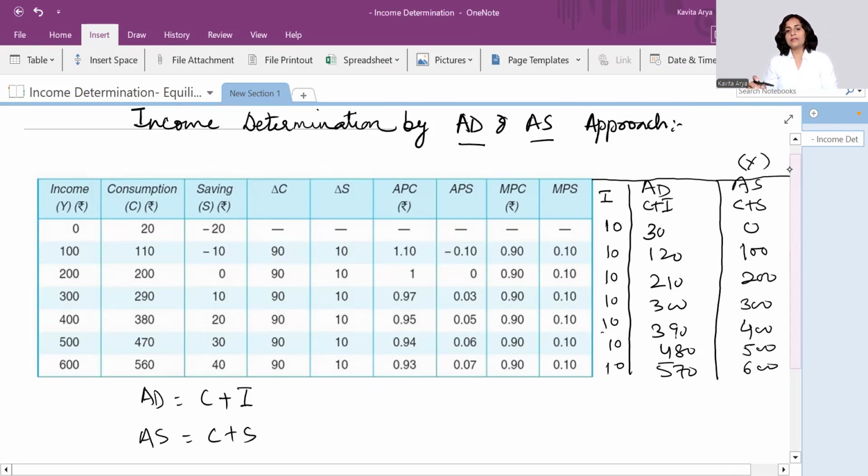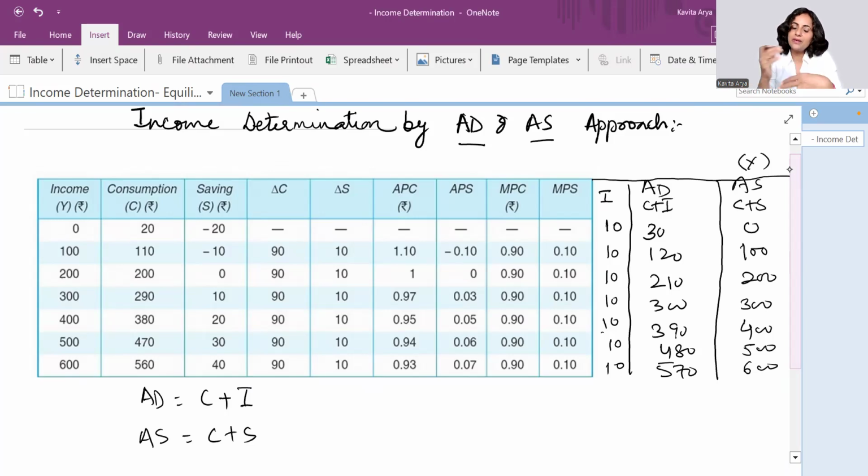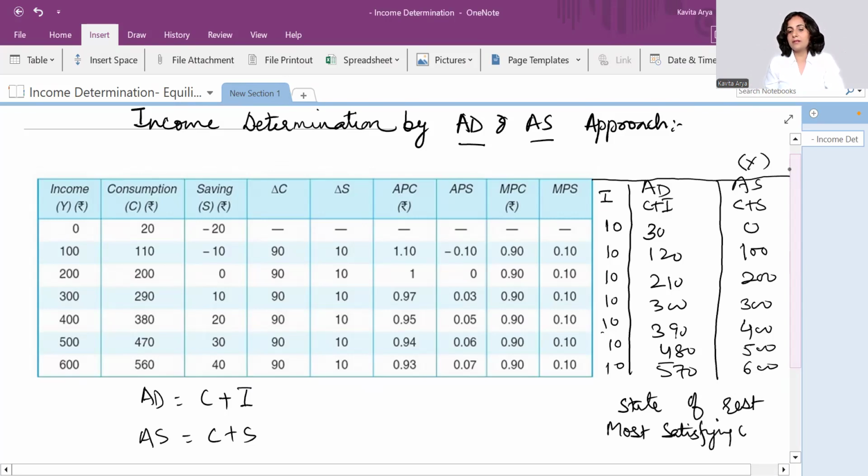Before moving any further, let me take you back to your previous understanding of equilibrium. Whenever we talk about equilibrium, what is equilibrium? Equilibrium is a state of rest. I would write it down here. The state of rest. Rest means the most satisfying condition for any economy. It means even if you're moving forward or backwards, you would be at a loss.